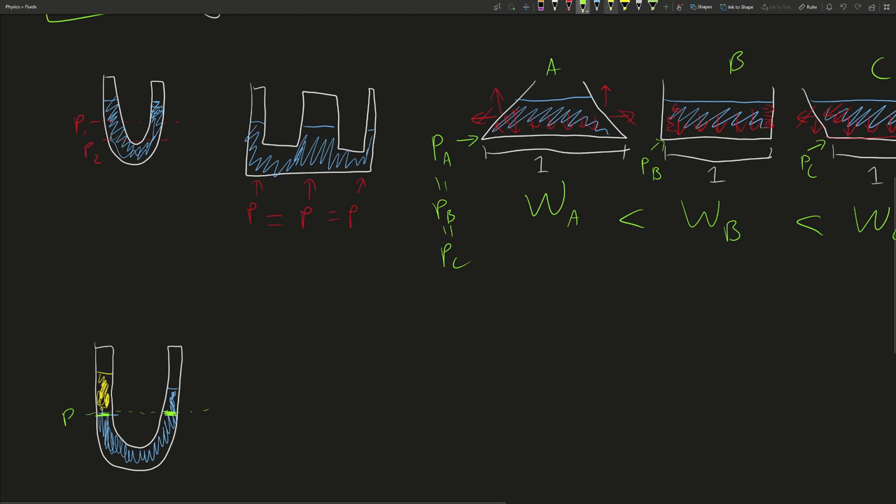However, if we consider the pressure at another point, like let's say here, we call this pressure P1 and P2. P1 and P2 are not equal because while they're at the same level, the density of oil is less than the density of water. So rho 1 is less than the density of water. So the pressures are not going to be equal here.